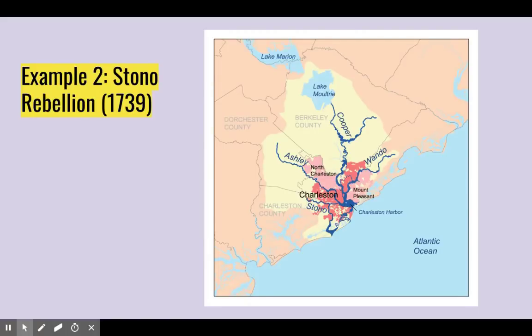The Stono Rebellion took place in 1739. This was a slave rebellion near Charleston, South Carolina, next to the Stono River. Slaves gathered in the morning.